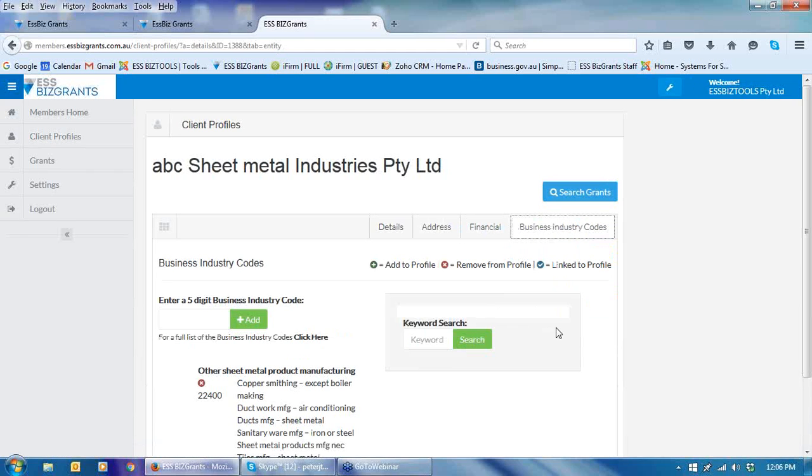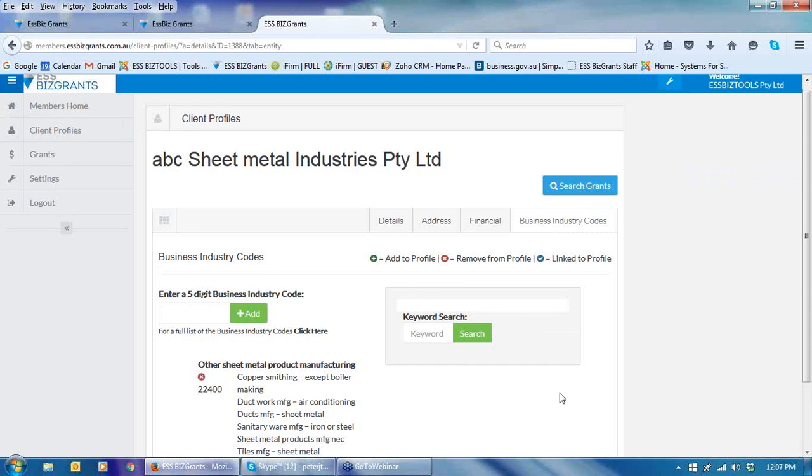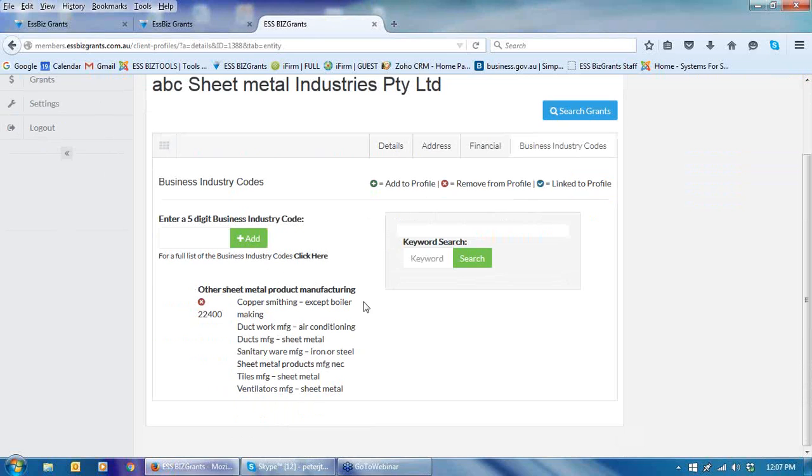The next question we had was the business industry code. Now, if you know the code because you're doing the tax return, you can just insert the code where I'm highlighting at present. If you don't know the code, all you needed to do was to insert the keyword applicable to that client. So I've gone through and identified and inserted the keywords related to sheet metal, and the system has identified this category.